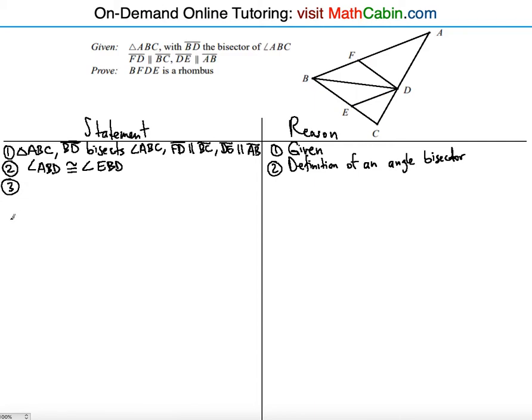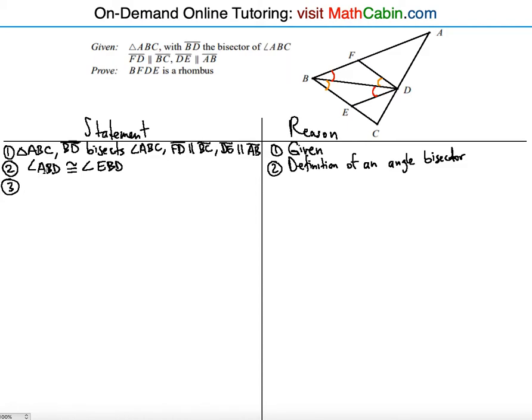So now the third one that comes to mind, based on these parallelisms provided, we know for sure that we will have two sets of alternate interior angles created, right? Because these two are parallel and these two lines are parallel, and this BD, the one that's a bisector, also happens to be the transversal that is crossing the two sets of parallel lines. So for this reason we will have two sets of alternate interior angles. We will have this set, and we will have this set.